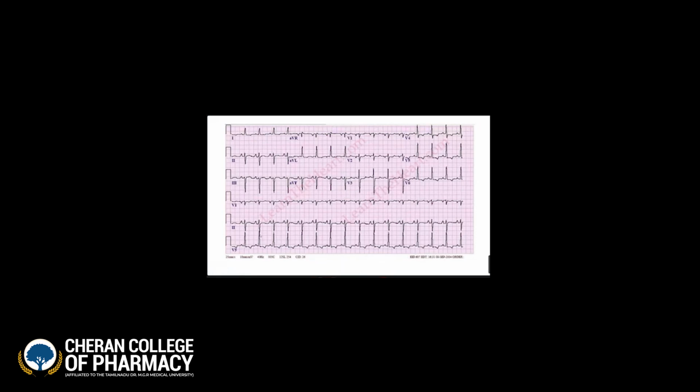Whatever the R wave height is, if it is enlarged or shortened, don't worry. We need to check that the gap is maintained consistently. So here these are consistent gaps, so the rhythm is regular. How do we come to know if the rhythm is irregular?